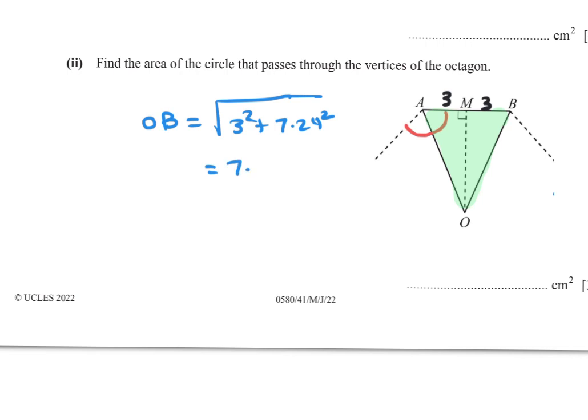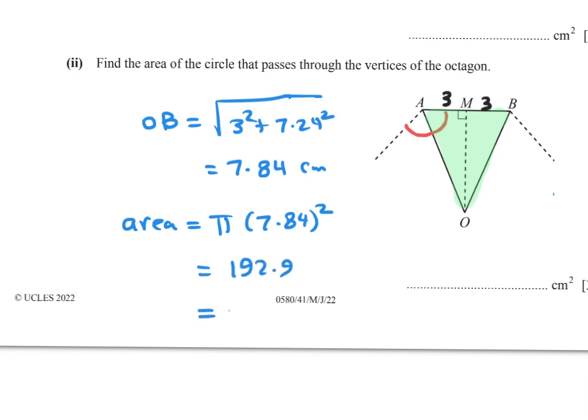Equals 7.84 to 3 significant figures. This is the radius. Now the area equals pi r squared, so pi times 7.84 squared equals 192.9, approximately 193 to 3 significant figures, centimeters squared.